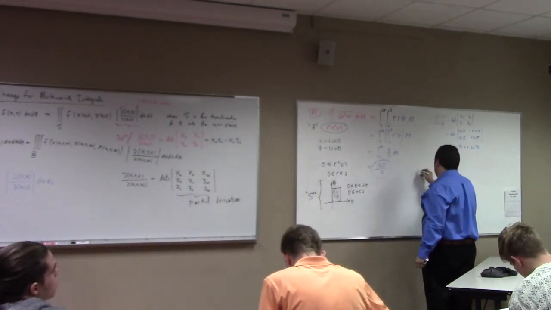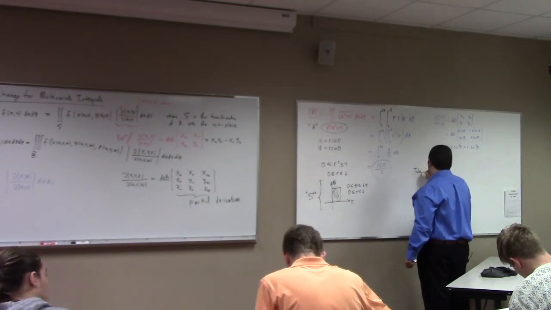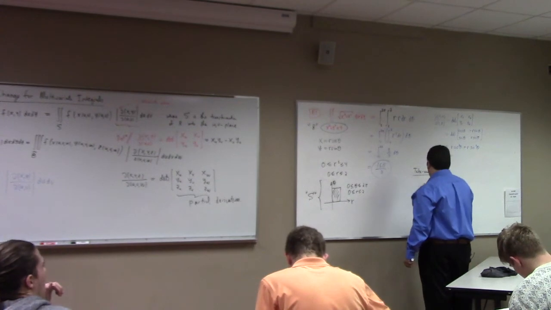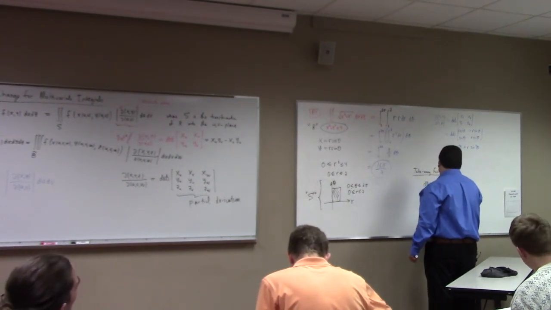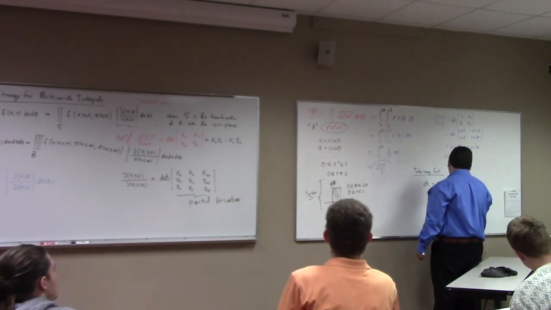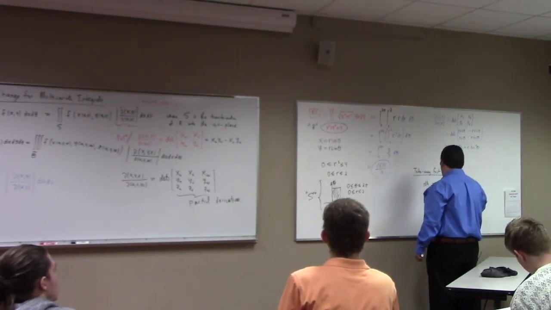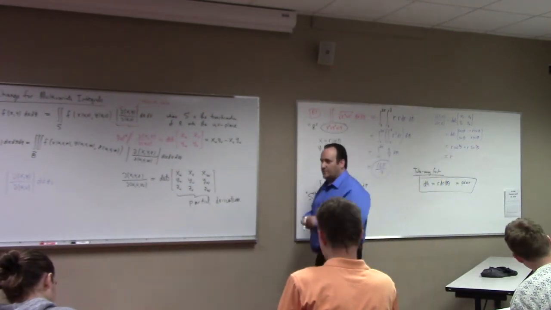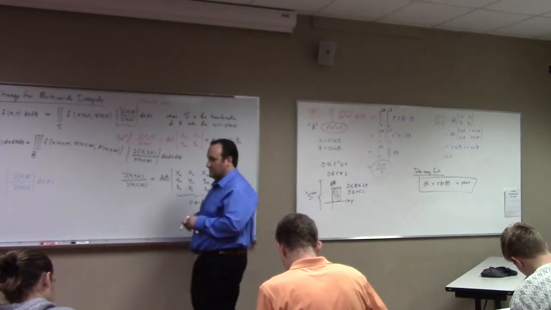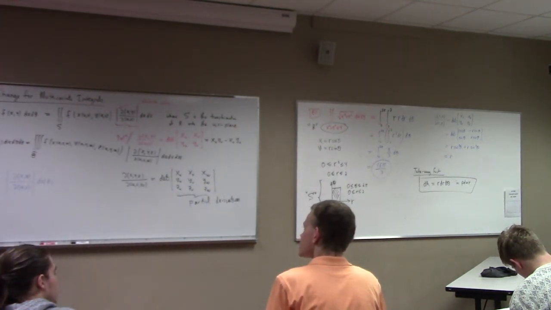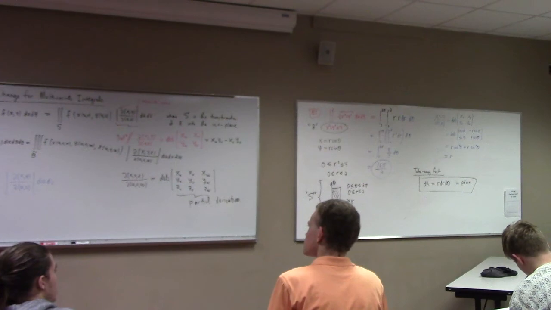By the way, there's a takeaway fact. dA is r dr d theta in polars. What's dA in Cartesians? Right. So this is the so-called infinitesimal area element.